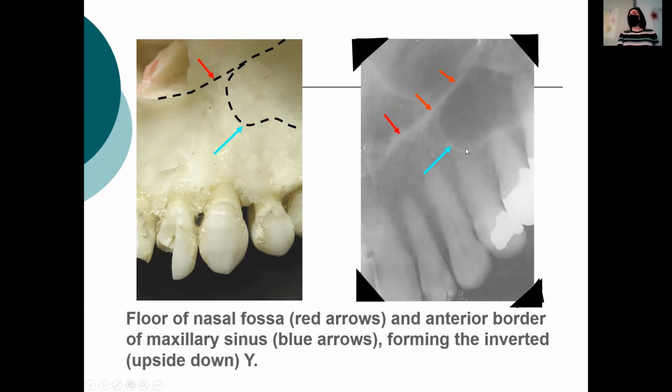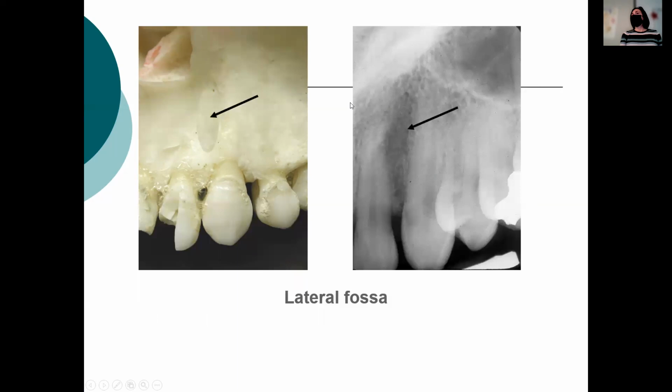Notice the sinus is over the premolars, and the nasal fossa is over the anterior teeth. Lateral fossa, and then lateral fossa. It's just more radiolucent in between the lateral and the canine.